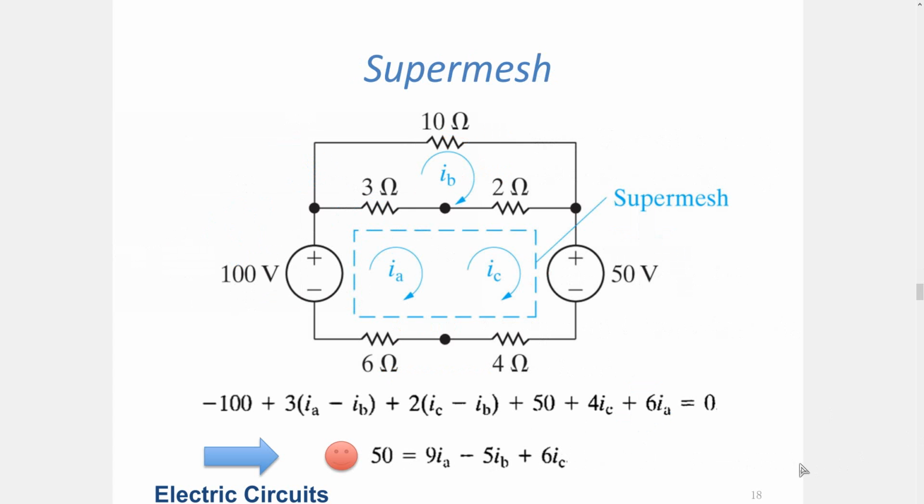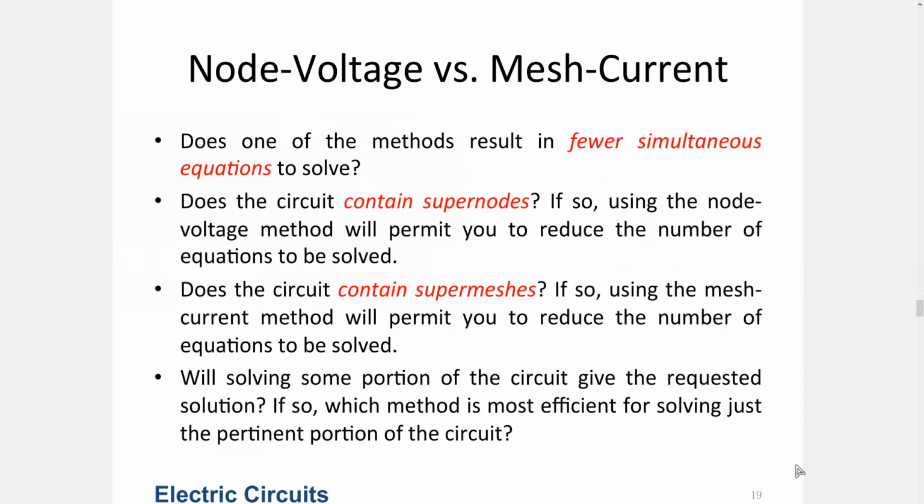So this is all about the super mesh and super node so far. If we compare node voltage versus mesh currents, the first question is, does one of the methods yield fewer equations to solve? Which one provides more advantage to me? I want to solve the minimum number of equations. I don't want to deal with a horde of equations. It's horrifying. Thankfully, we have computer tools today, but in the old times, it was all hand and pencil effort. As a result, people always followed the shortest paths to the solution.